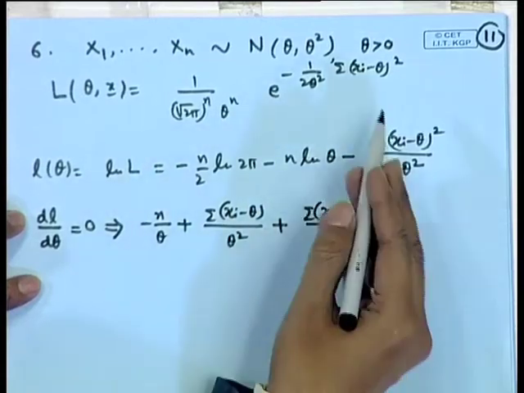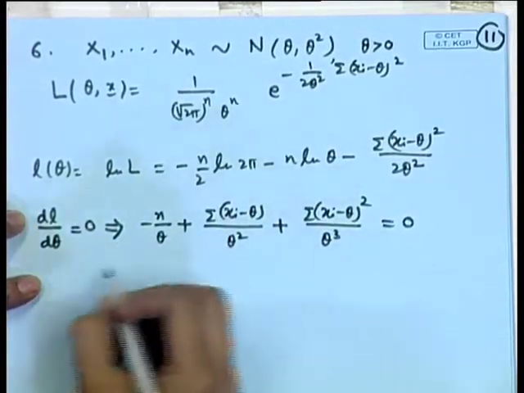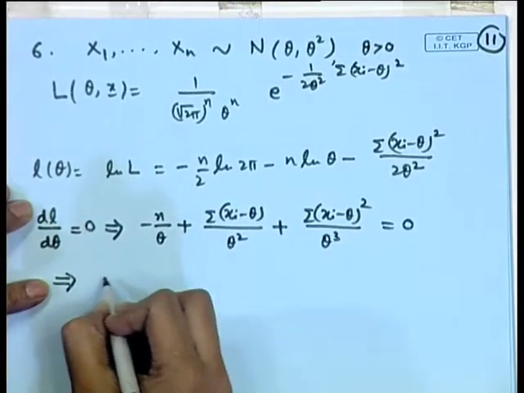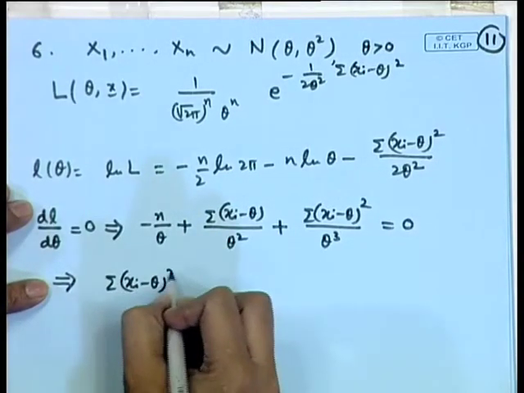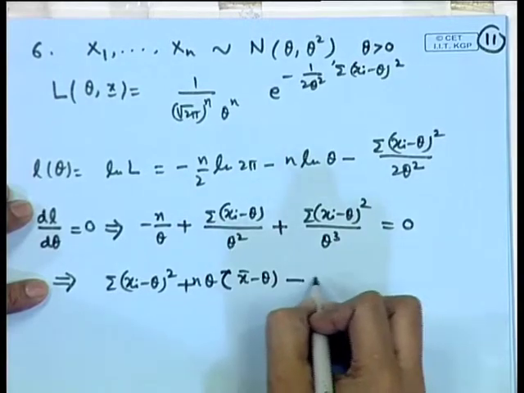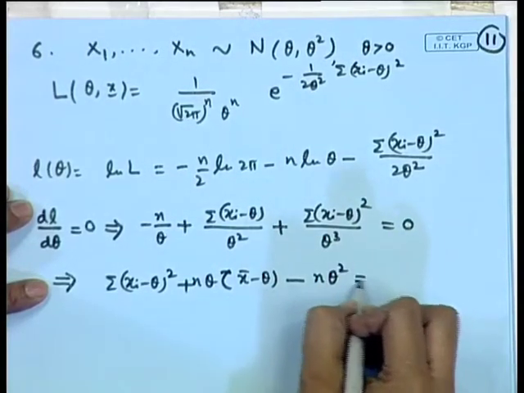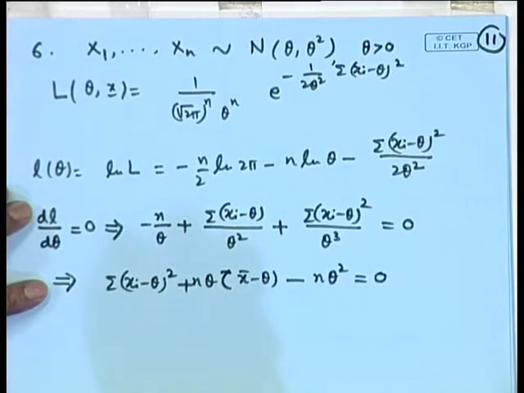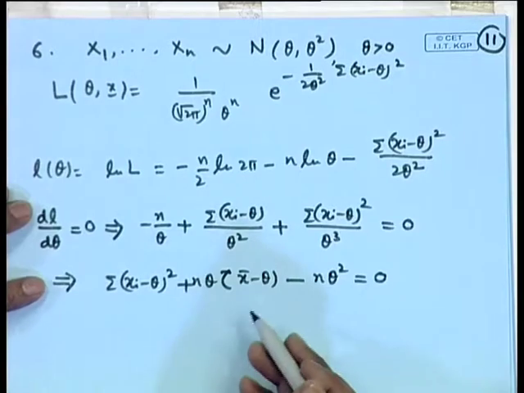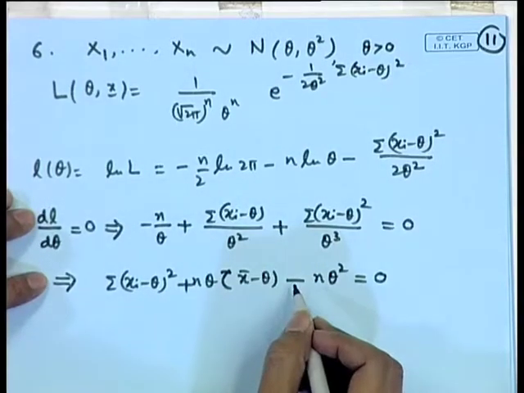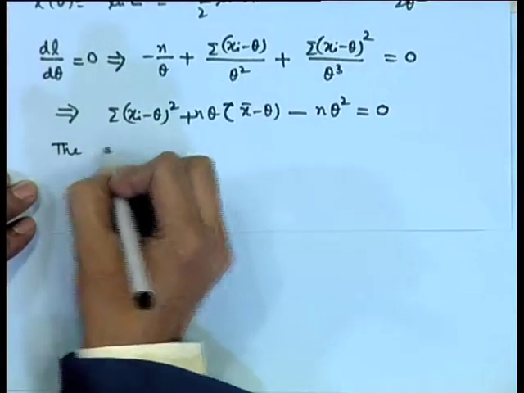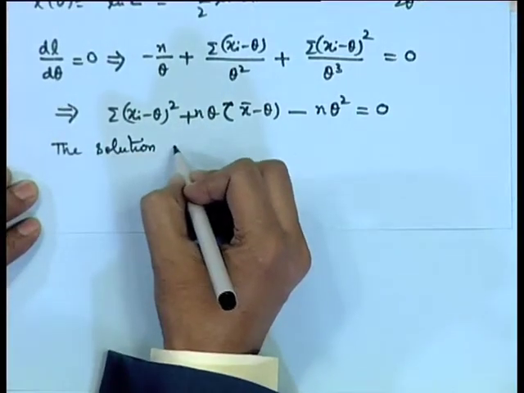Okay, so if theta is taken to be positive, I can strike off one theta, and we can write the equation as follows. I multiply by theta cube in the full equation and we get sigma (xi minus theta) square plus theta into n (x bar minus theta) minus n theta square equal to 0. Here you can see that the solution of this equation can be obtained in terms of the solution of a quadratic equation.